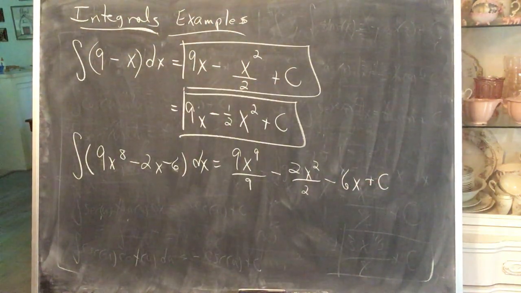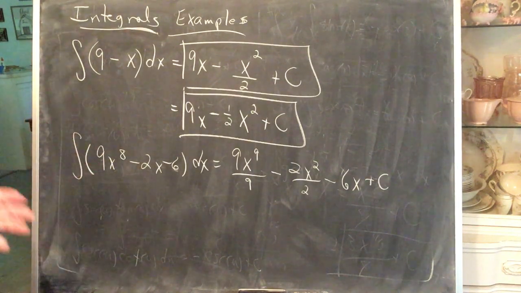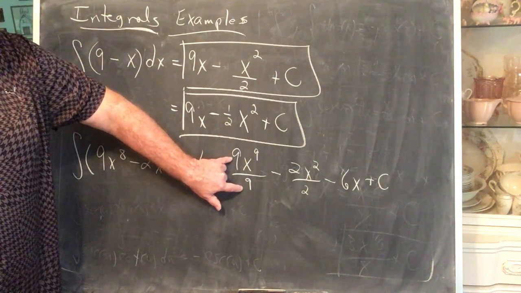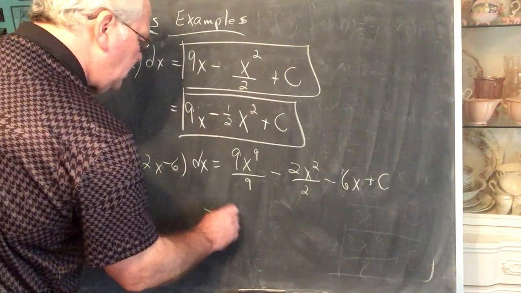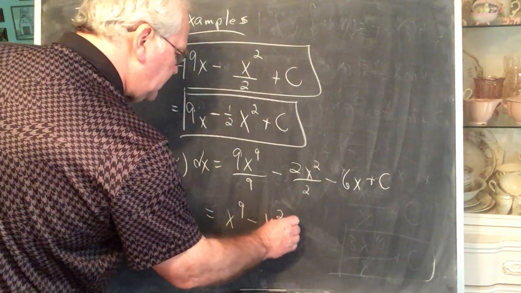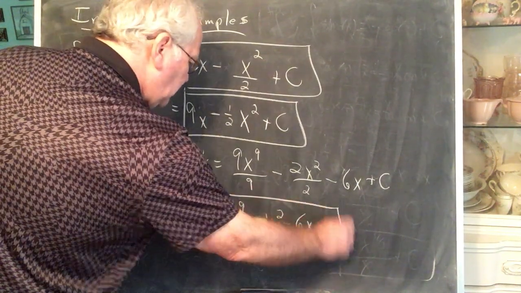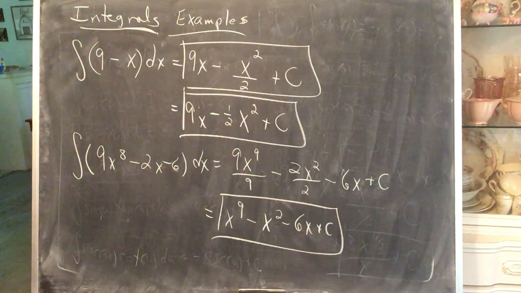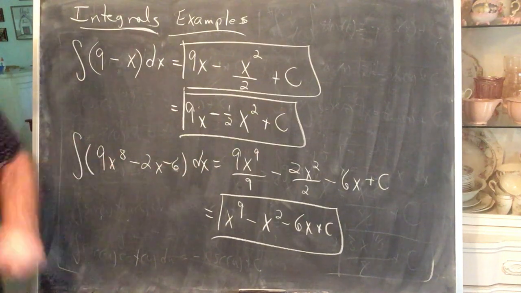If all you're asked to do is find the antiderivative, that's correct. Usually I don't worry too much about simplifying, but I really hope it's not asking too much here. It's not asking too much to write this as x to the 9th minus x to the 2nd minus 6x plus the constant. So hopefully you can do that much simplification. And this is correct, but this is what you're looking for here.